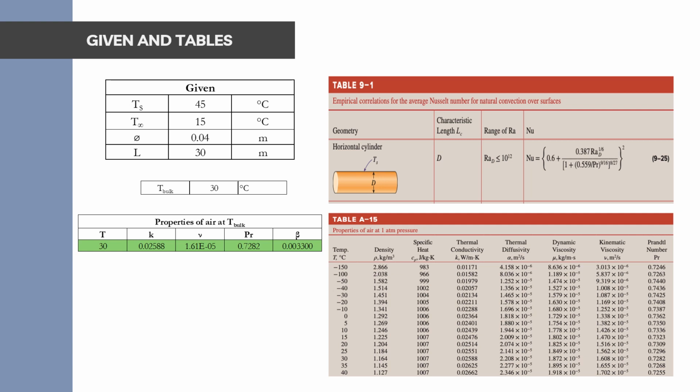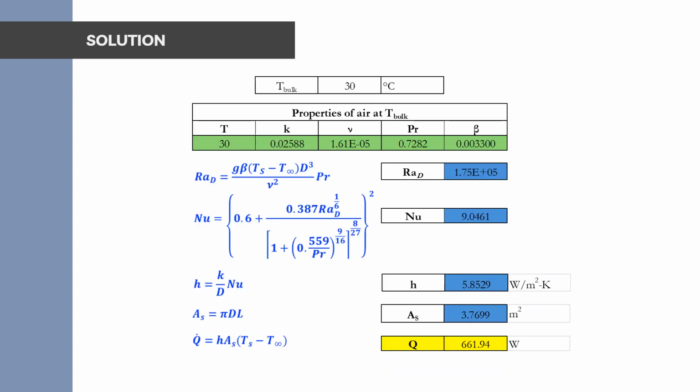A pipe in this case is a horizontal cylinder. Finally, the dimensionless numbers that we are working with are evaluated at the bulk temperature. Therefore, we need to solve for T bulk to obtain the properties of air that we will be using to solve the problem. The bulk temperature is obtained by taking the average of the surface temperature and the ambient temperature, which in this case equals 30 degrees Celsius. We can now start to solve the problem.